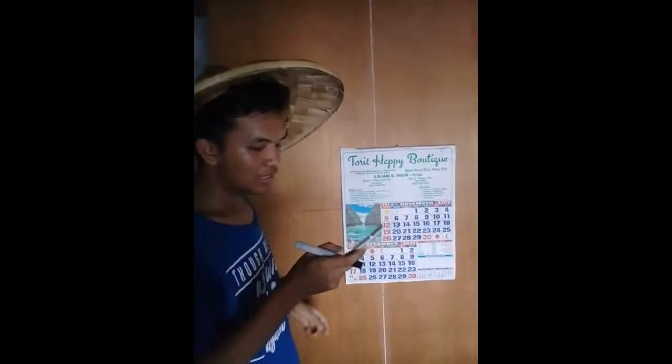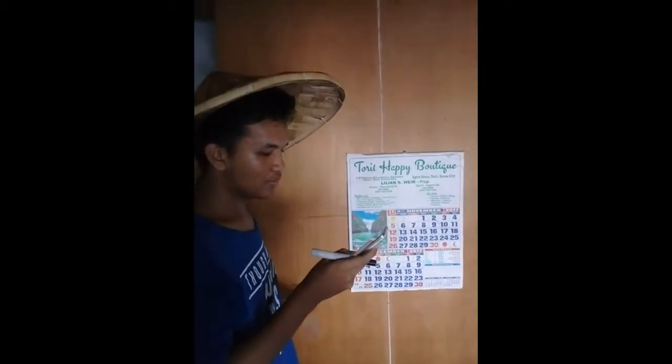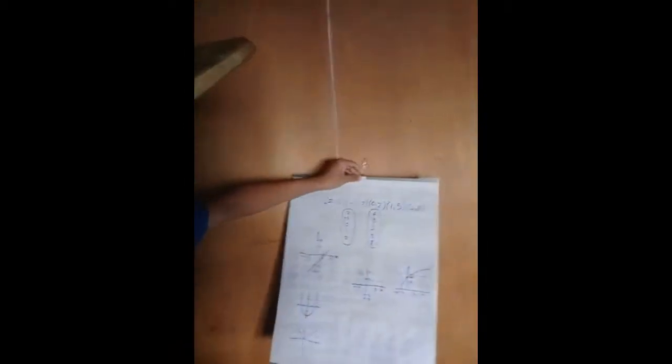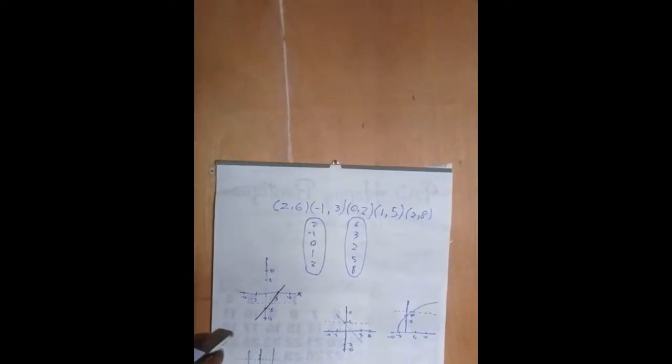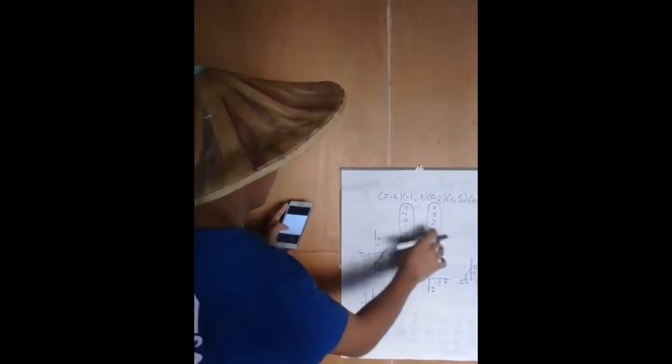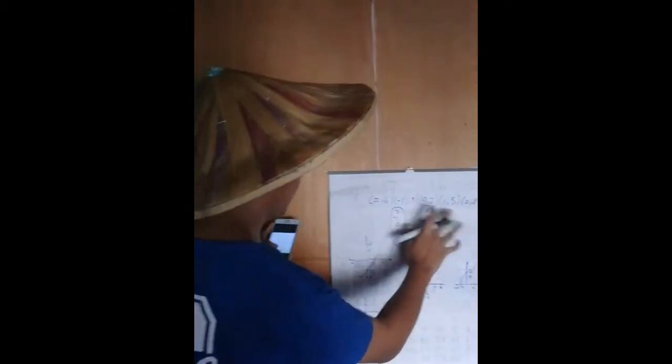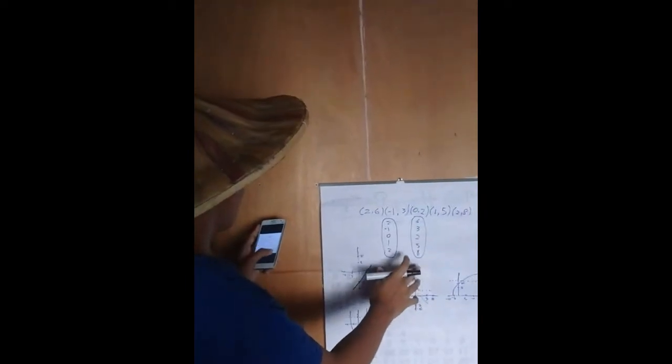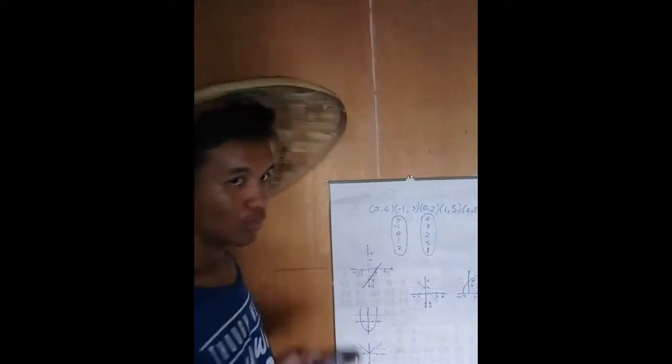So let's look at examples. Determine if the following function is a one-to-one function. So we have ordered pairs here. Ordered pairs. So if two different inputs correspond to one output, it's not a one-to-one function.